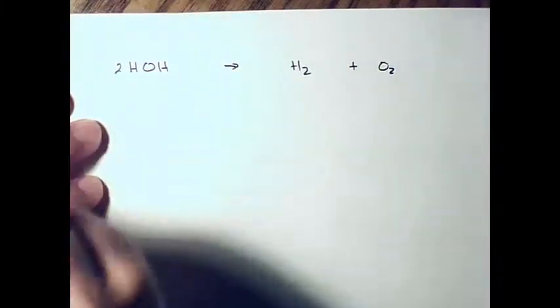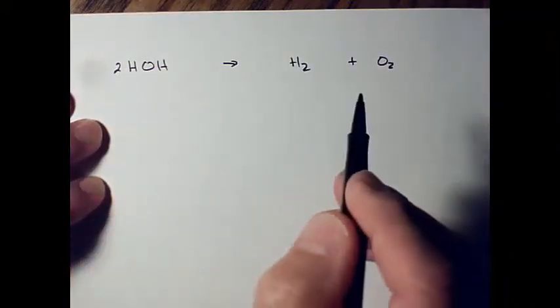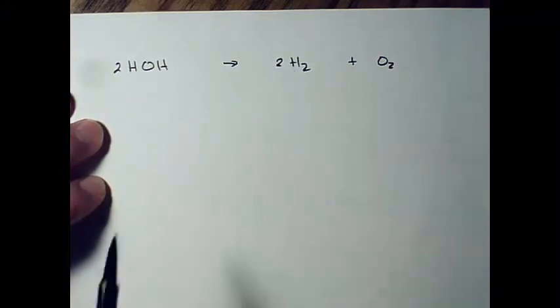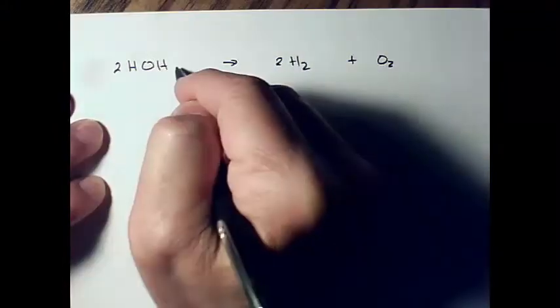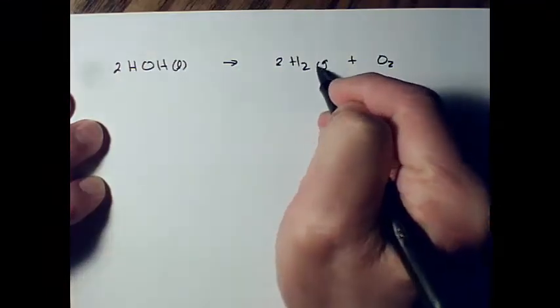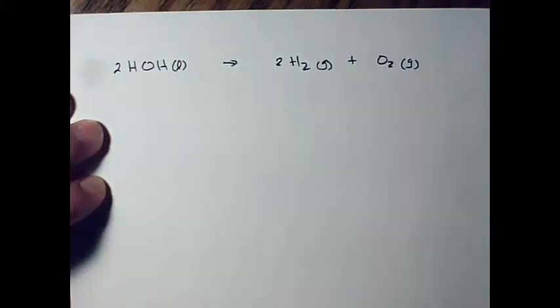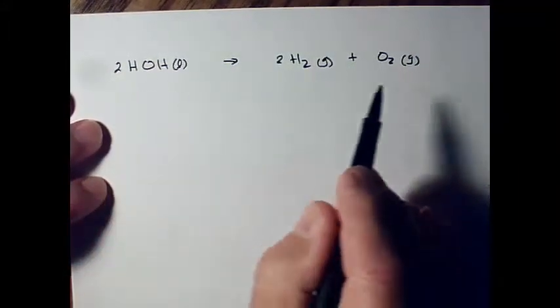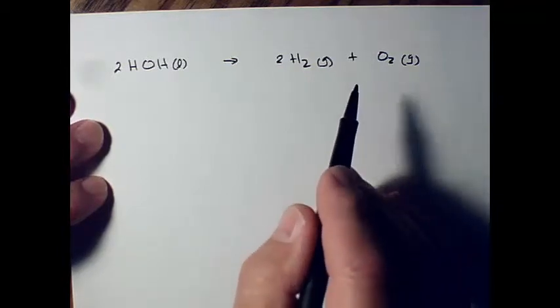So I need two of these, right? And then I need two of these to balance it out. So this is a liquid, this is a gas, and this is a gas. It's endothermic because I've got to put energy into this system.